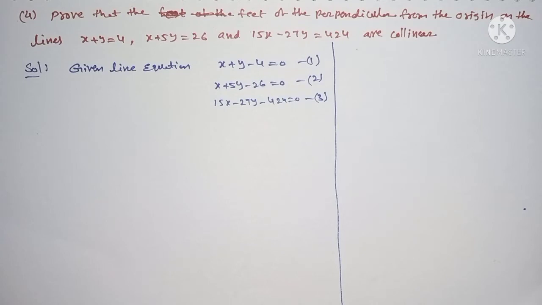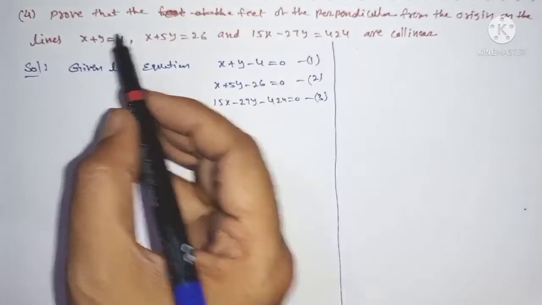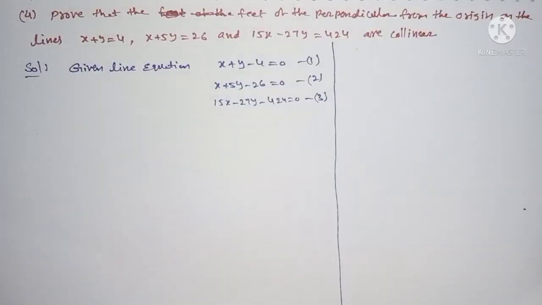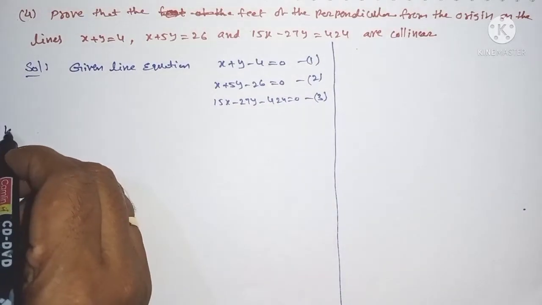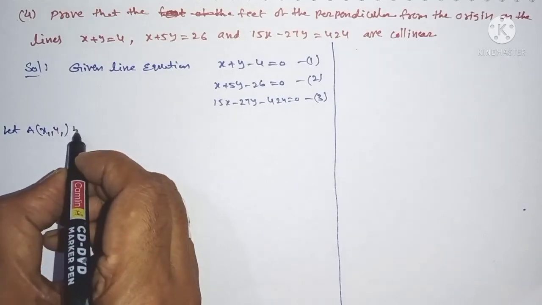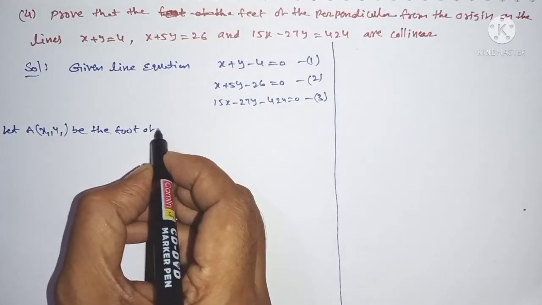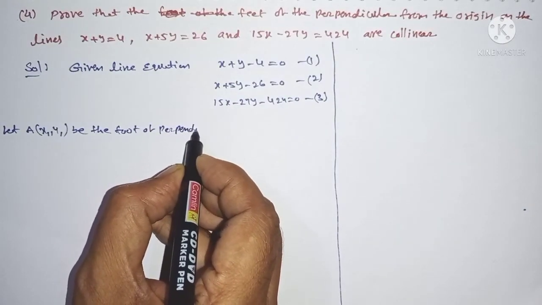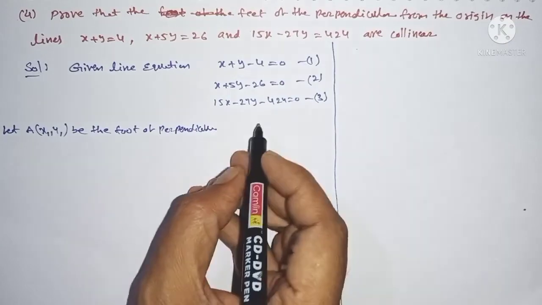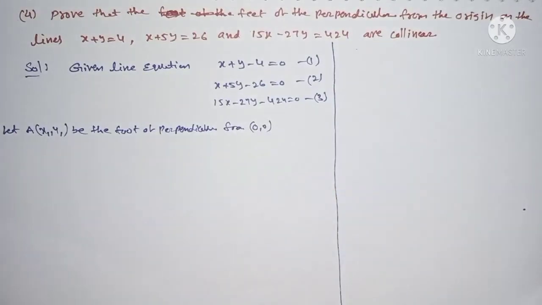Therefore, how do you do this problem? I am writing first the given line equations in standard form. x plus 5y minus 4 is equal to 0, x plus 5y minus 26 is equal to 0, 15x minus 27y minus 424 is equal to 0. Let capital A of x1 comma y1 be the foot of perpendicular from the origin 0 0.